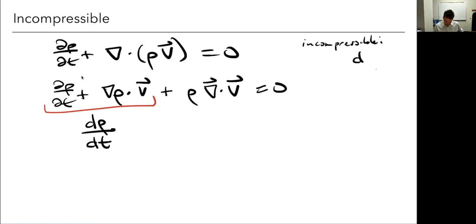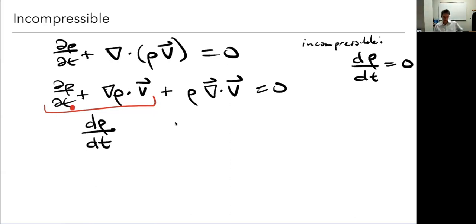That means that the total derivative of density is zero, okay? So that's certainly true if density is constant, right? If density is constant, this is zero. Gradient of a constant is zero. So this whole thing is zero, although it doesn't have to be. That's by far the most common, but it doesn't actually have to be constant density to be incompressible.